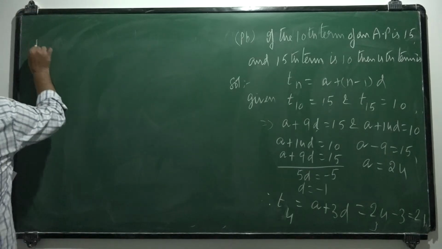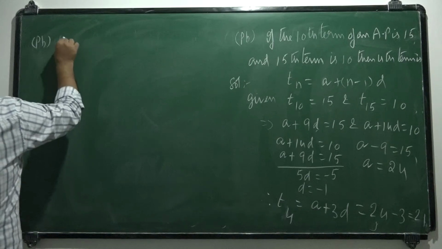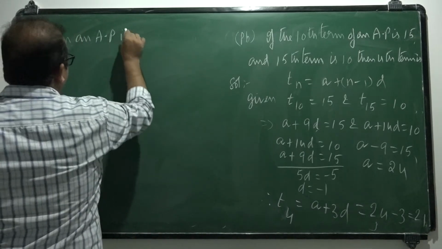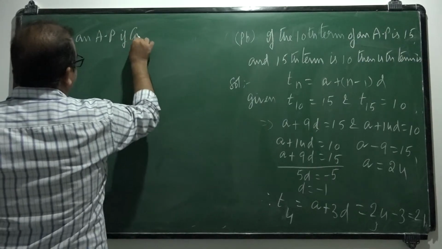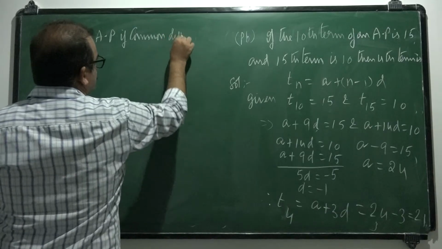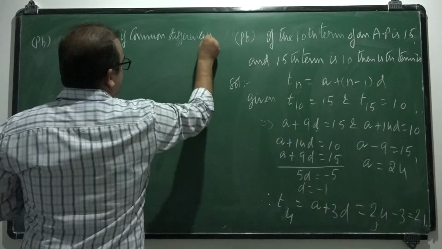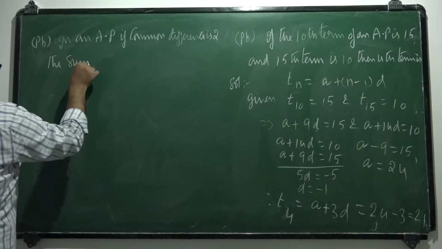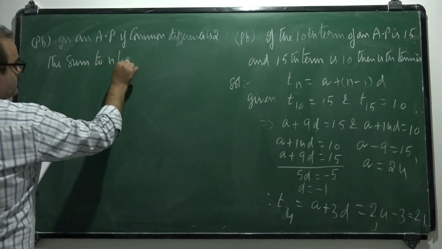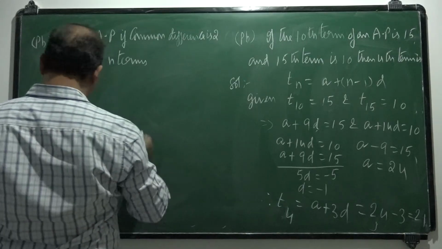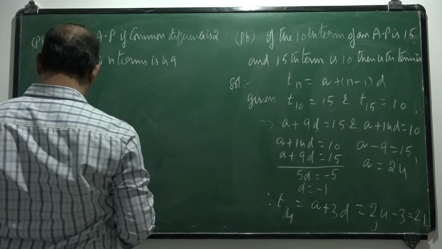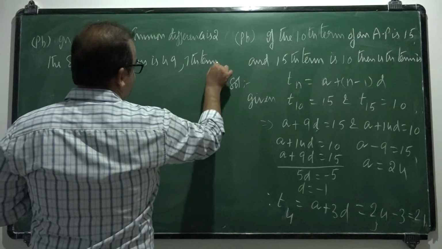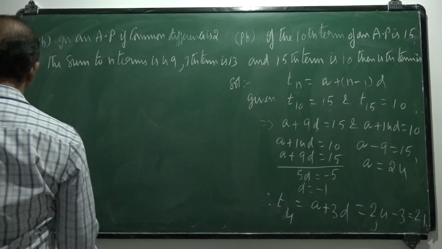Next, in an AP, if common difference is 2, the sum to n terms is 49, seventh term is 13, then n is equal to?